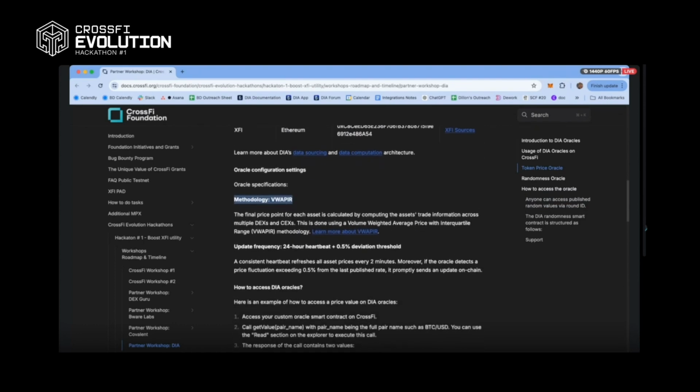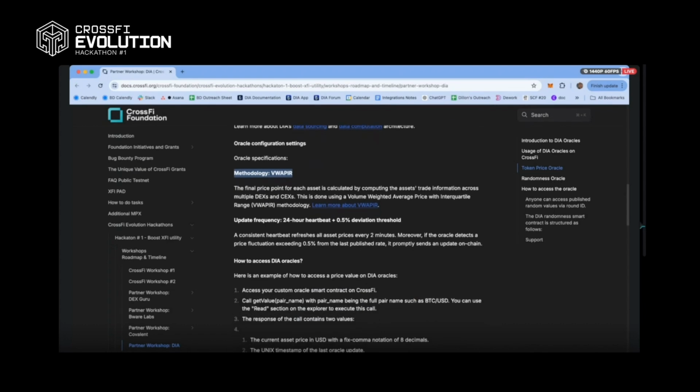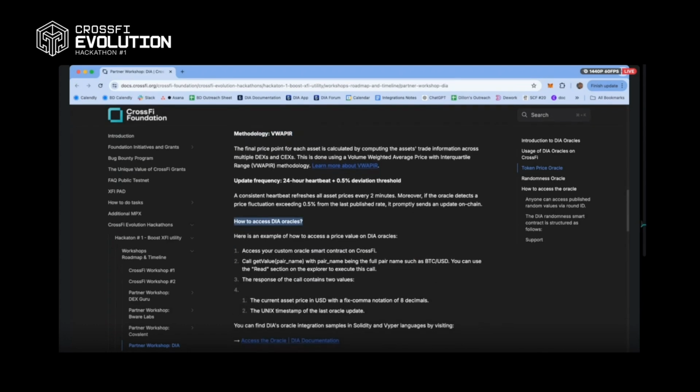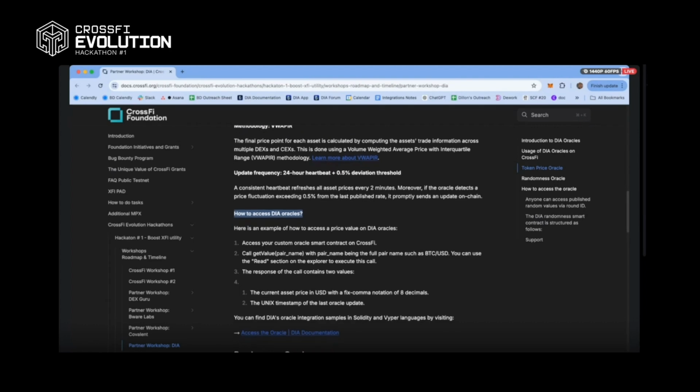This also gets into the methodologies here, and of course, how to access the Oracle. It's very straightforward in terms of accessing the Oracle itself. I won't get too technical here, but you're integrating it into your smart contract and simply calling a get value function with a pair name.